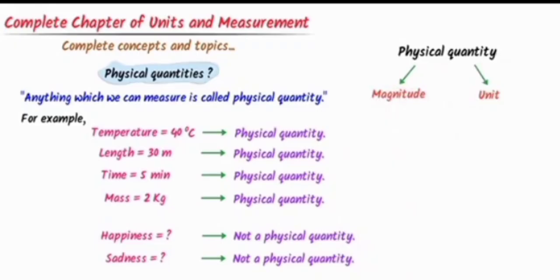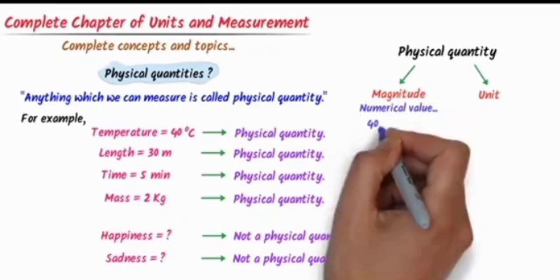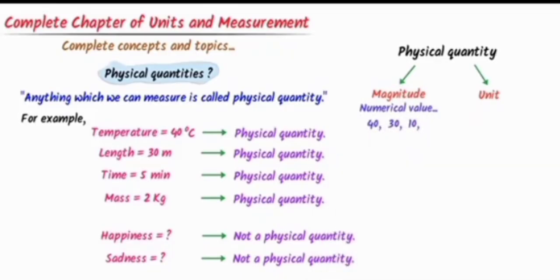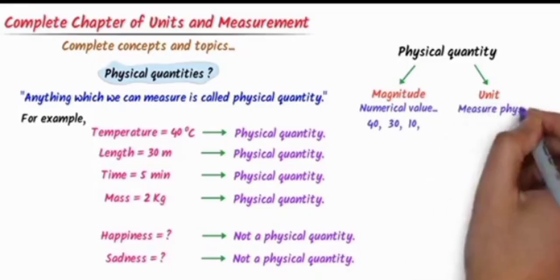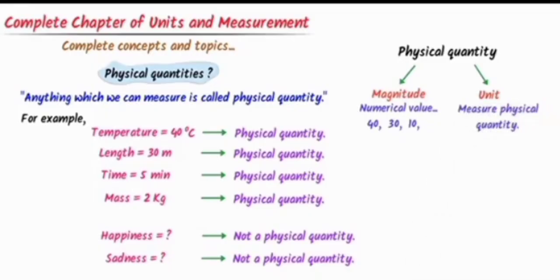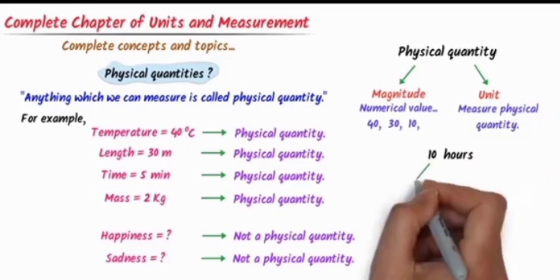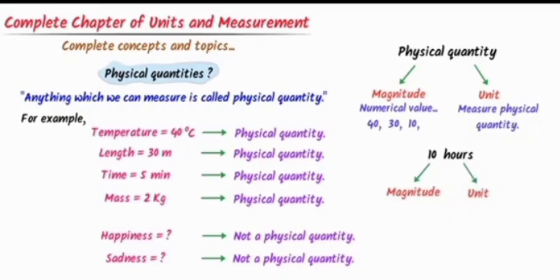Now, what is magnitude and unit? Well, magnitude is a numerical value or simply a number like 40, 30, 10, etc. While unit is used to measure any physical quantity. For example, let me write 10 hours. We can see that 10 is a magnitude and hour is a unit. This unit of hour tells us about the time. Therefore, remember that magnitude is a numerical value and unit is used to highlight the respective physical quantity.